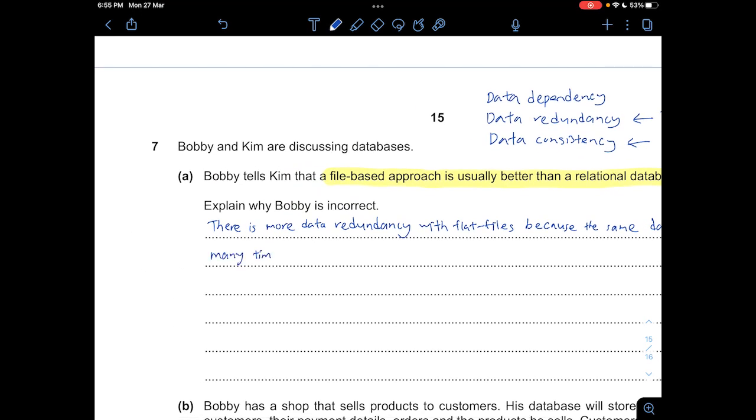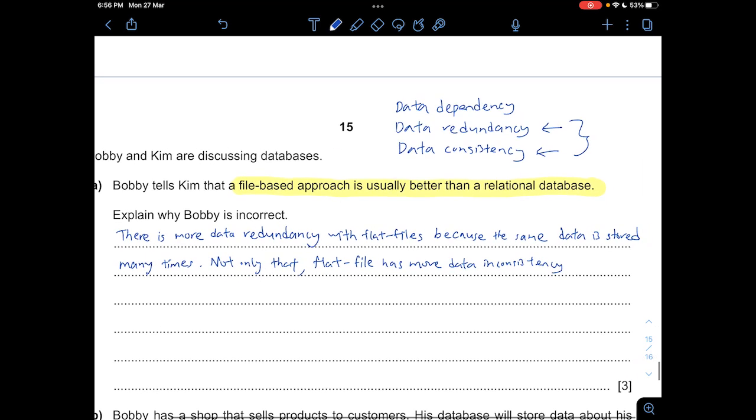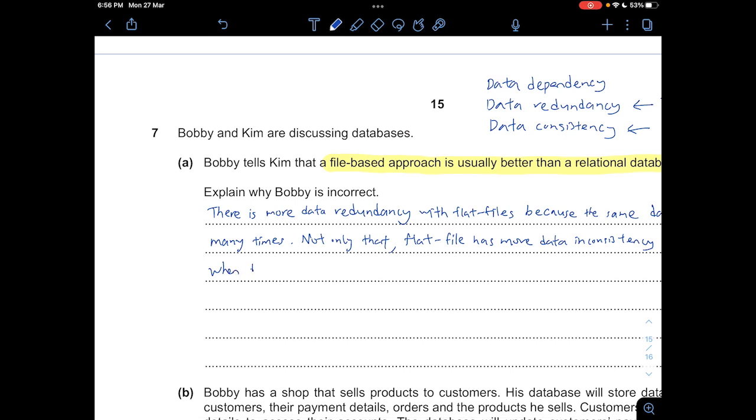Okay, second one, data consistency. Not only that, flat file has more data inconsistency. Because when data is updated in one area, it is not updated everywhere.